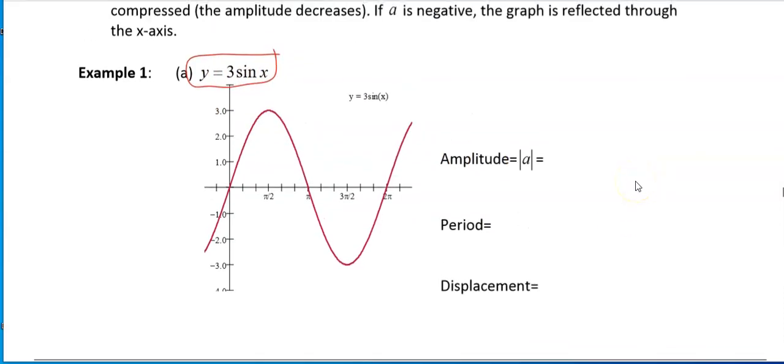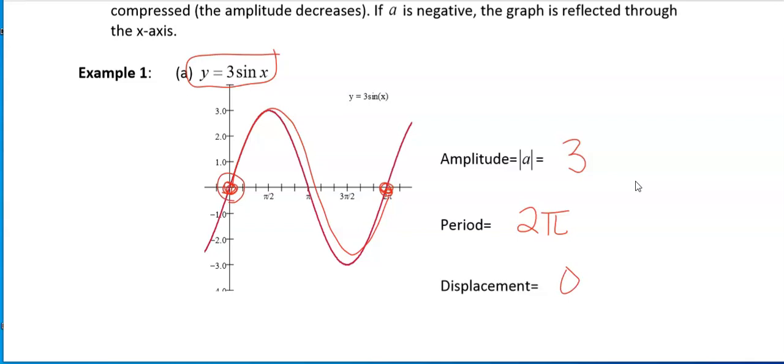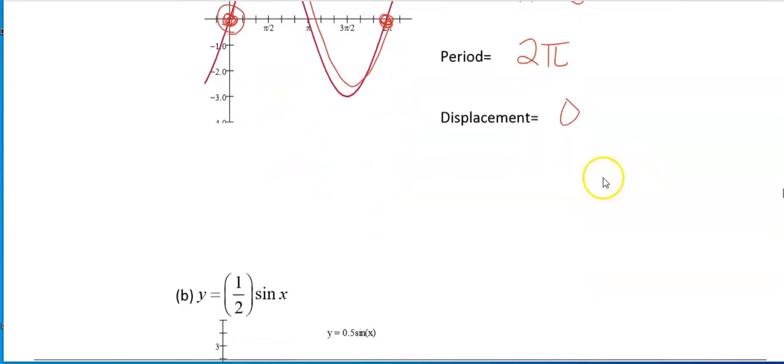So if you look at this graph right here, let's answer these questions. For example, number 1, page 19. The amplitude is going to be 3 because that is the number in front. The period has not changed. The period is still 2 pi. And you can tell that by looking at the graph right here as well. Look, there's one point, and here's the corresponding point on the next part of your curve. There's one complete cycle, and it takes 2 pi radians to go through one complete cycle. The displacement is 0 right here, because the original starting point, 0, 0, did not move.